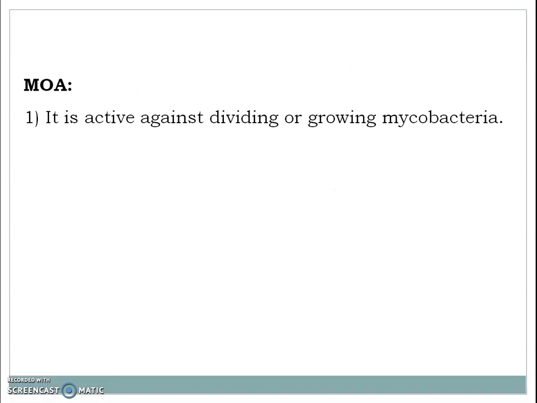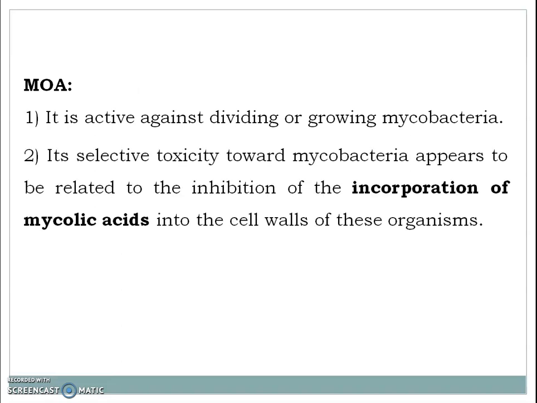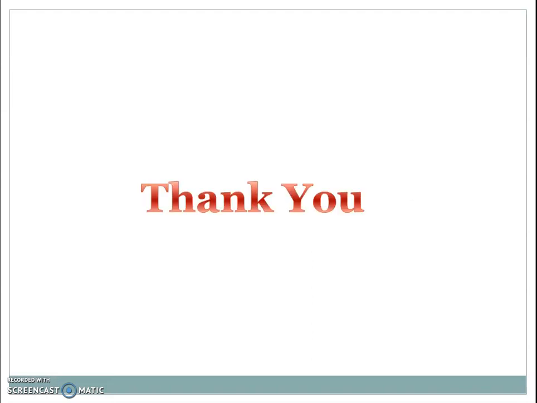Mode of action of ethambutol: it is active against dividing and growing mycobacteria. Its selective toxicity toward the mycobacteria appears to be related to the inhibition of the incorporation of mycolic acid into the cell wall of this organism. Means again the same mode of action as that of isoniazid and pyrazinamide, it will inhibit the incorporation of mycolic acid so that cell wall formation does not take place.